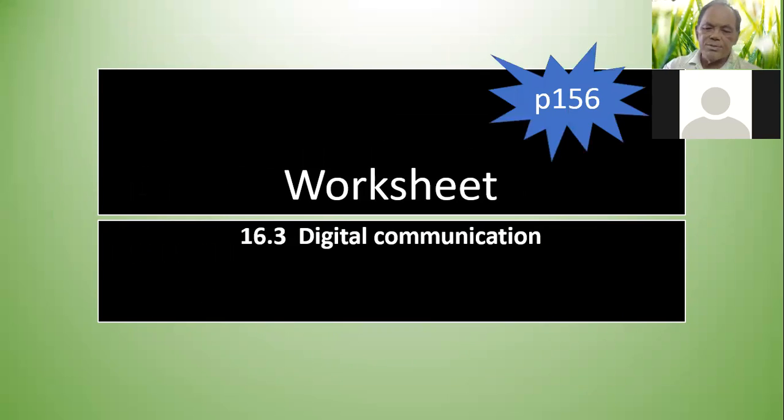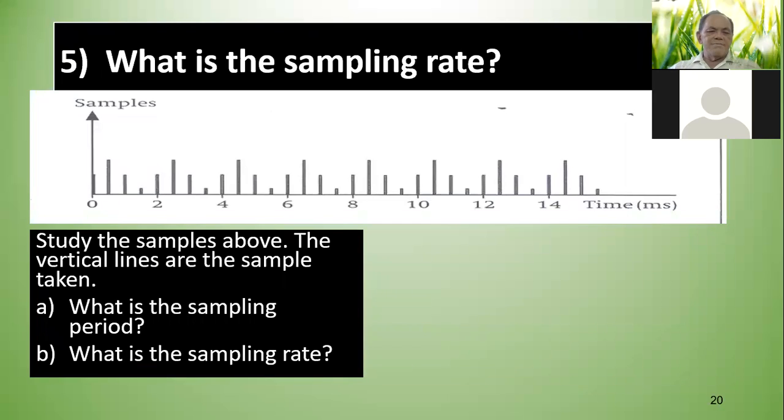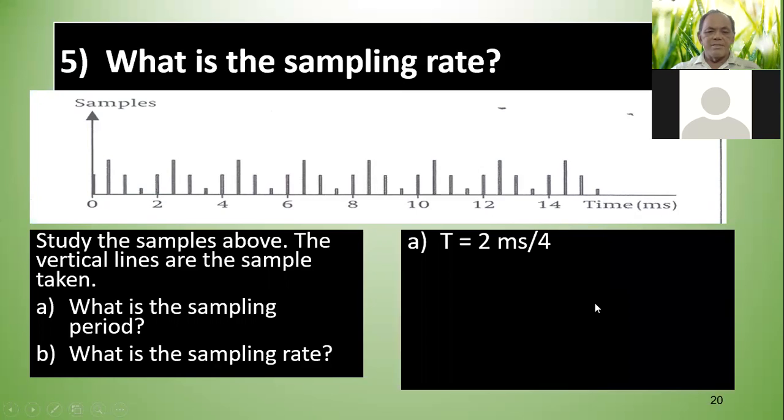You can find it in my notes. Study the sample above. The vertical lines are samples taken from the original signal. We sample it at regular intervals. You should be able to see from the graph what the sampling period is. This is 1, 2, 3, 4. So 2 milliseconds divided by 4 will give you the period, 0.5 millisecond.